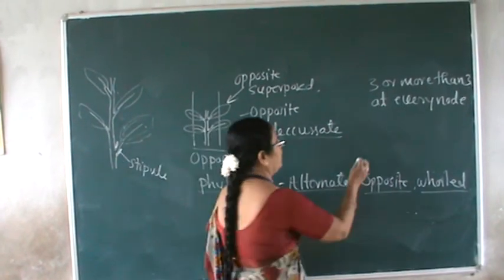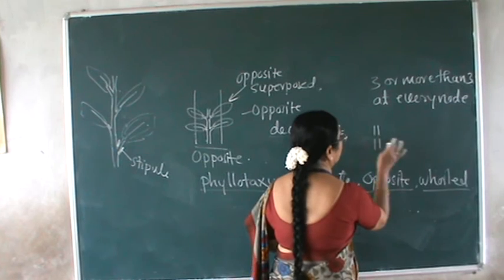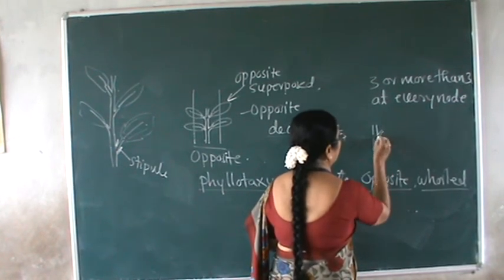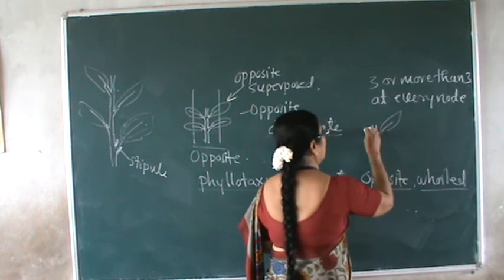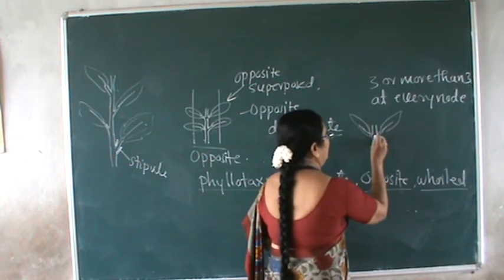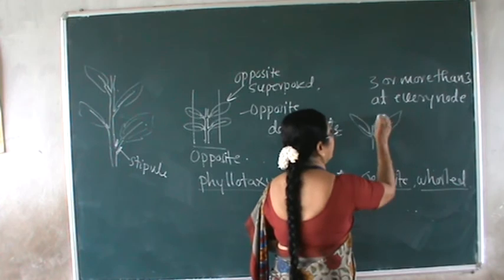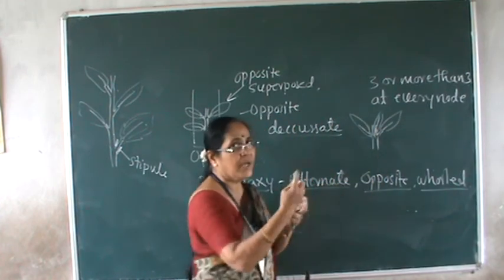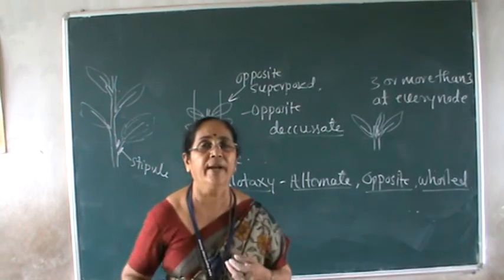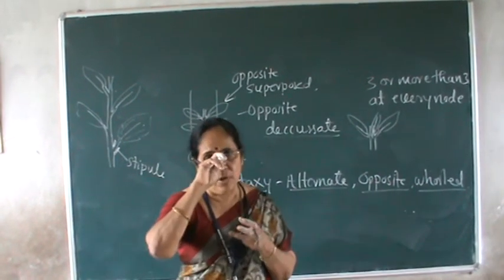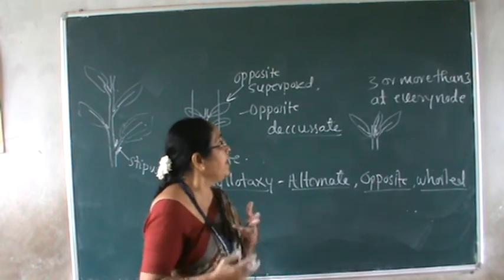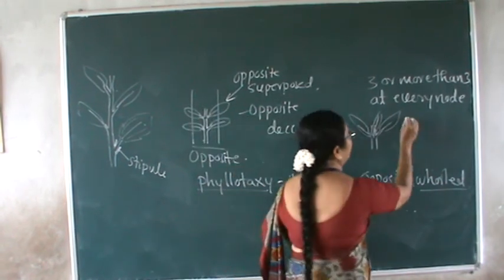Nerium is a good example where you will get, this is the nodal region. This is one leaf, the second, and the third. Three leaves arising from one nodal region. Sometimes four leaves may arise from the same node or five may be there. Nerium is one good example which has only three leaves.